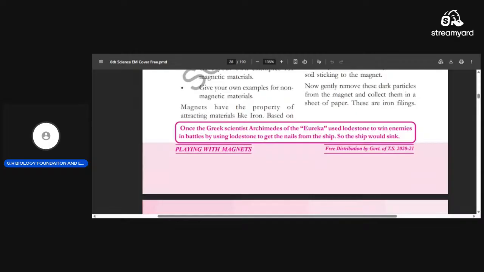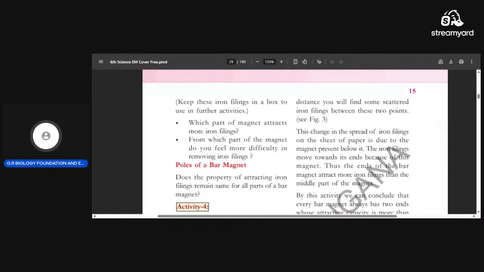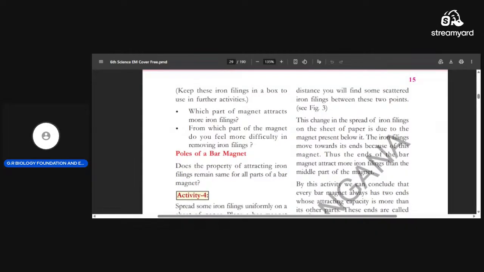Okay, right. Coming to the next page. What did we collect by rubbing the magnet inside the soil? Iron filings we collected. Next, keep these iron filings in a box to use in further activities. We are going to use these iron filings in the upcoming activities also.